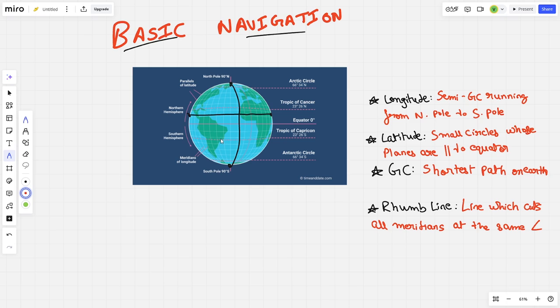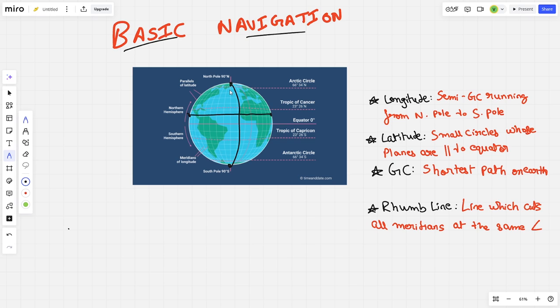The definition of GC is great circle is basically the largest possible circle that divides the Earth into two equal halves. The equator, for example, is a great circle because it divides the Earth into the northern hemisphere and the southern hemisphere. The prime meridian as well as the anti-meridian of the prime meridian is a great circle because it divides the Earth into two equal halves again, the eastern hemisphere and the western hemisphere.